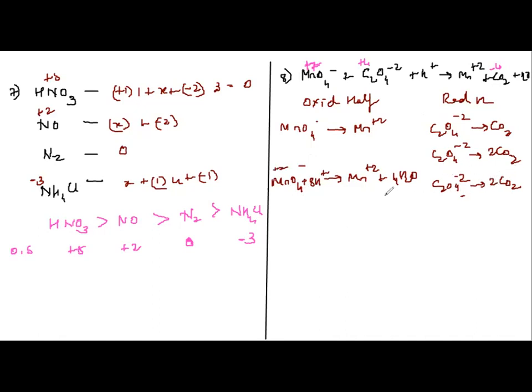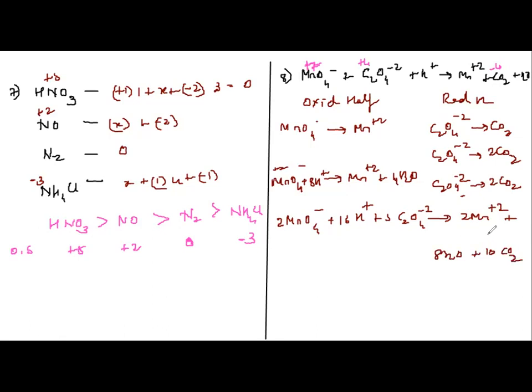So when we balance the charges, then equate the numbers by multiplying the equations by the relative charges, we will get the final equation as 2 MnO4 minus plus 16 H plus plus 5 C2O4 minus 2 gives 2 Mn plus 2 plus 8 H2O plus 10 CO2.